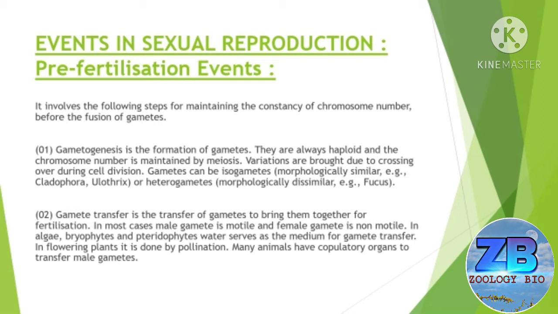The second one is gamete transfer, the transfer of gametes to bring them together for fertilization. In most cases, the male gamete is motile and the female gamete is non-motile. In algae, bryophytes and pteridophytes, water serves as the medium for gamete transfer. In flowering plants, it is done by pollination. Many animals have copulatory organs to transfer male gametes.